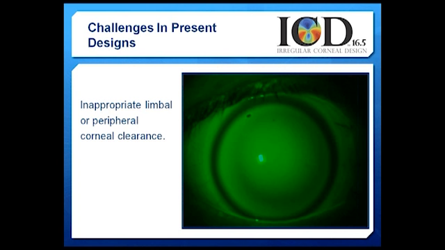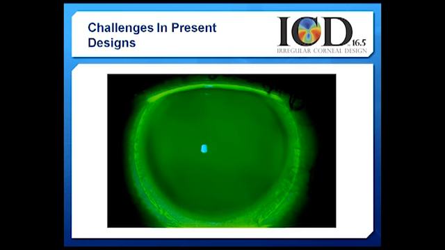Now, part of the challenge that we've faced in the past with scleral lenses is inappropriate limbal or peripheral corneal clearance. And what I mean by that is often lenses are either bearing in the periphery, creating staining, or they're inappropriately vaulting, creating bubbles that cause dryness over time. So one of the challenges that the designers faced in developing the ICD was how could we best align to the surface and create the appropriate vaulting through that peripheral corneal and limbal zone.